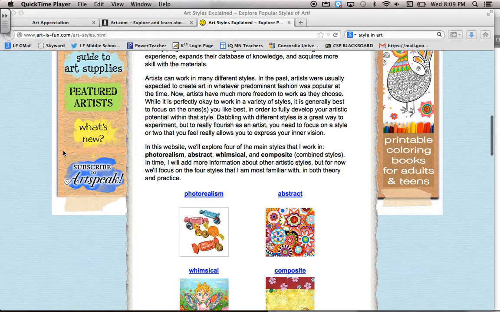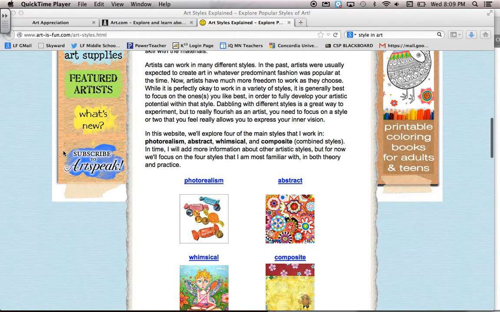So what I'm going to do is go over some different types of styles. It says artists can work in many different styles. In the past, artists were usually expected to create art in a predominant fashion, and that was popular at the time. Now artists have much more freedom to work as they choose. While it is perfectly okay to work in a variety of styles, it is generally best to focus on one. A lot of times artists will dabble in different styles, but they're usually known for one type of style.